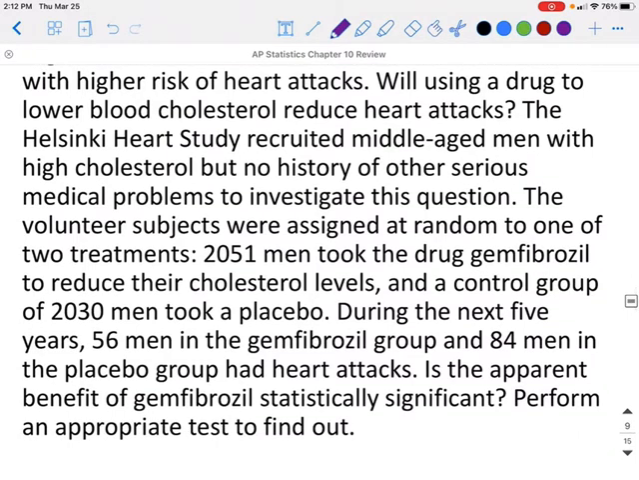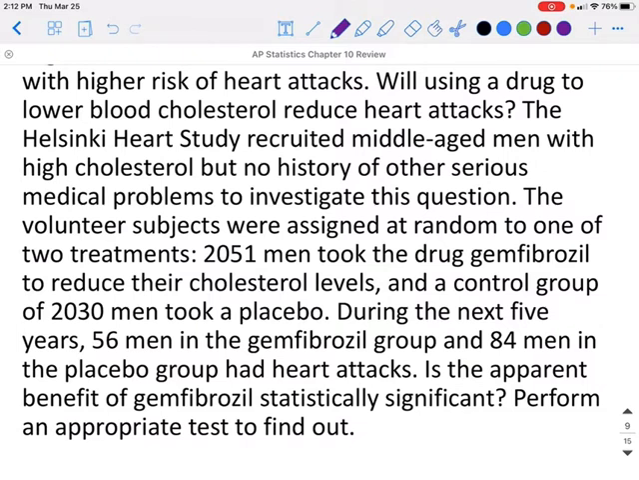investigate this question. The volunteer subjects were assigned at random to one of 2 treatments. 2,051 men took a drug to reduce their cholesterol level, and there was a control group of 2,030 men that took a placebo. During the next 5 years, 56 men in the drug group and 84 men in the placebo group had heart attacks. Is the apparent benefit of the drug statistically significant? Perform an appropriate test to find out.